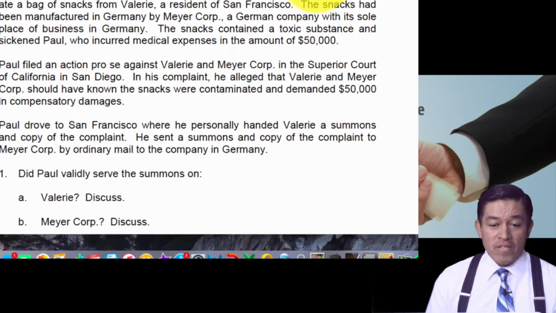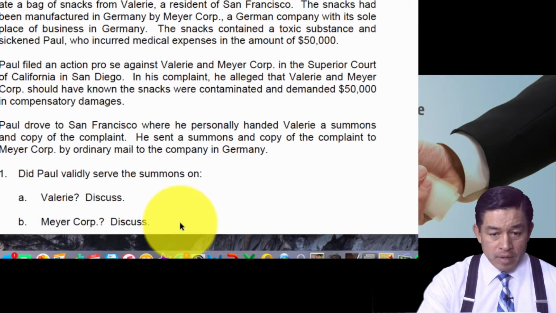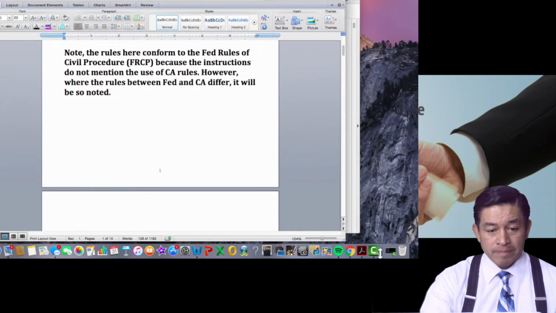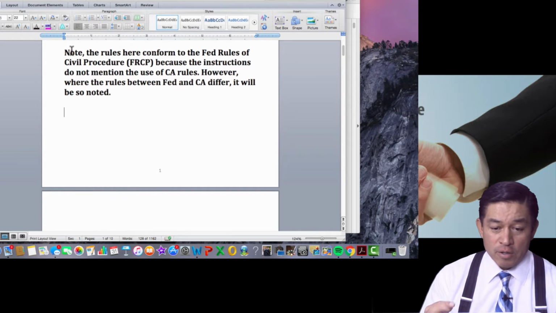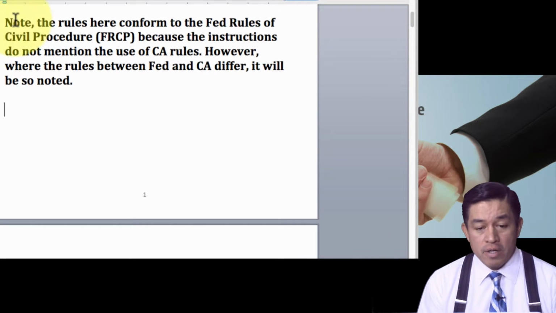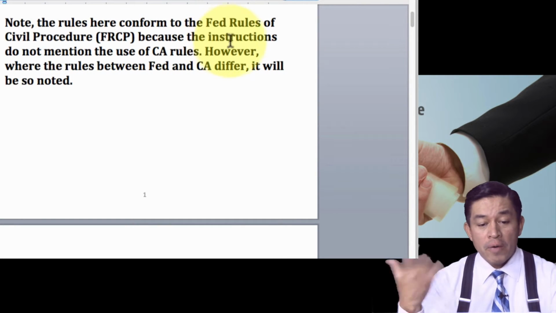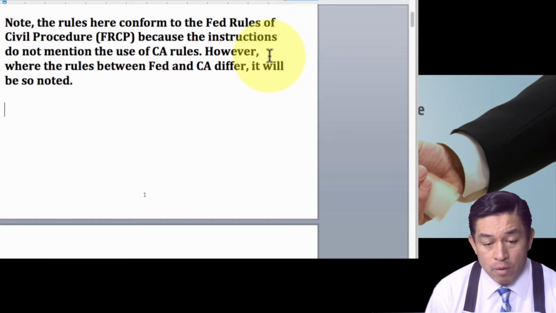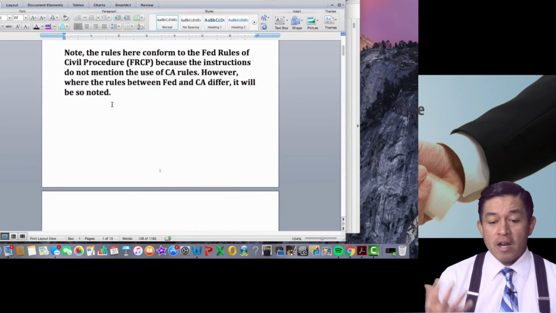It says, did Paul validly serve the summons on Valerie and Mayer? So I did use federal law and I did make a note as well, and I'll just read the note briefly here. I'm going to apply what's called CYA, cover your ass. I do state the law for service, and then I wrote, note, the rules here conform to the federal rules, FRCP, the federal rules of civil procedure. You already know that because the instructions do not mention the use of California rules. However, where the rules between federal and California differ, it will be so noted. So right there. Okay, now I can go on.